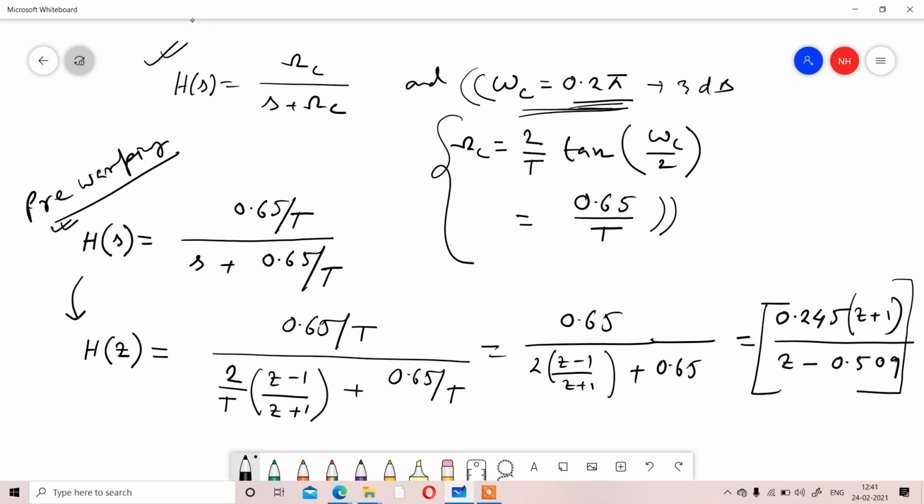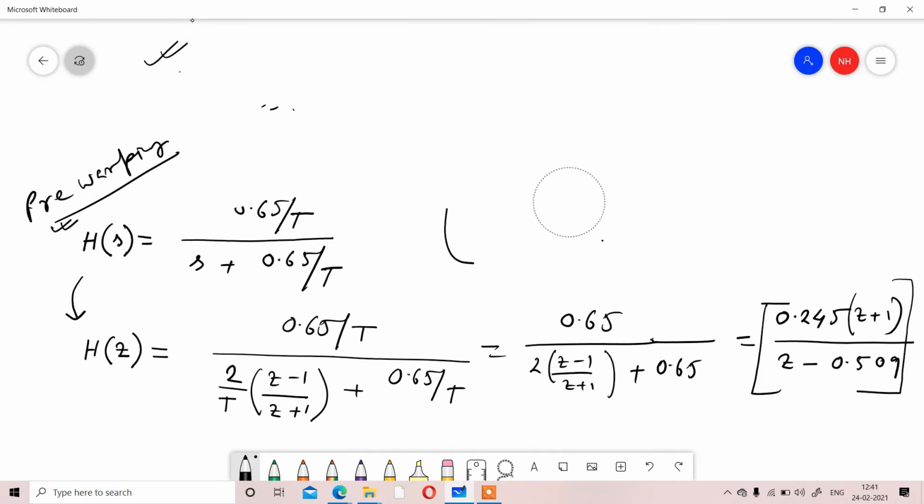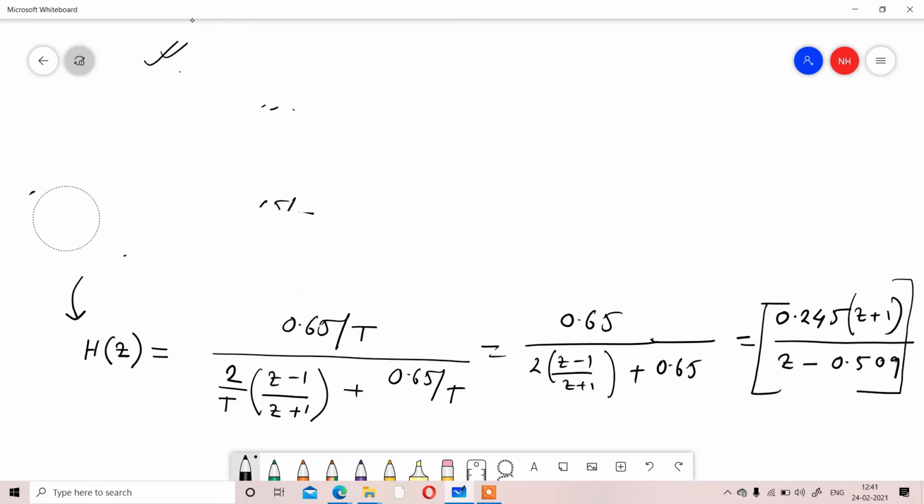See, two conditions have been provided. One condition is that the digital filter must have a single pole. So you can check that the digital filter has a single pole. Also, the 3 dB cutoff frequency is 0.2 pi. So now what you have to do is check whether the 3 dB cutoff frequency is 0.2 pi or not.